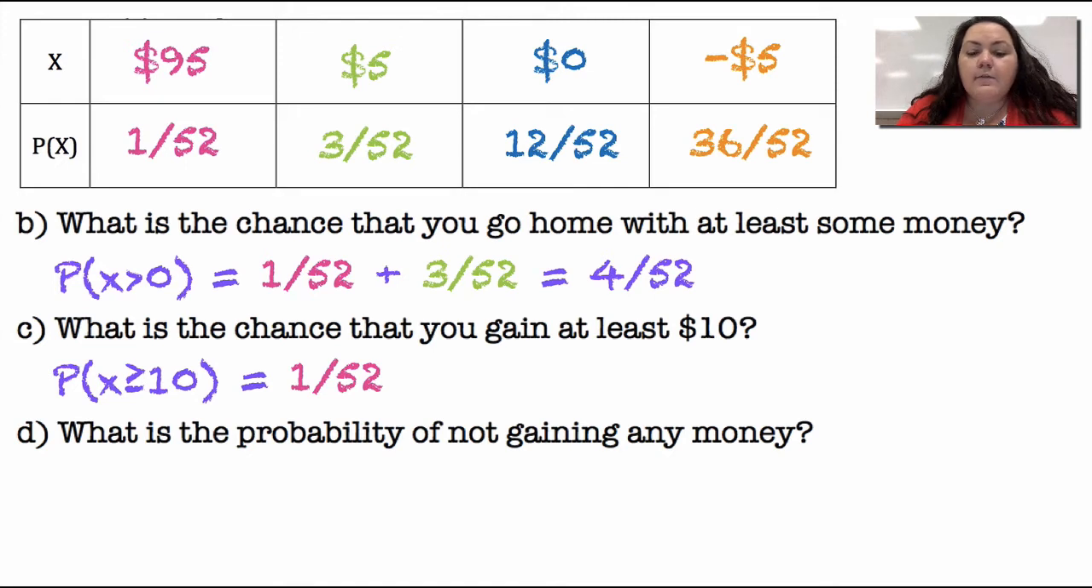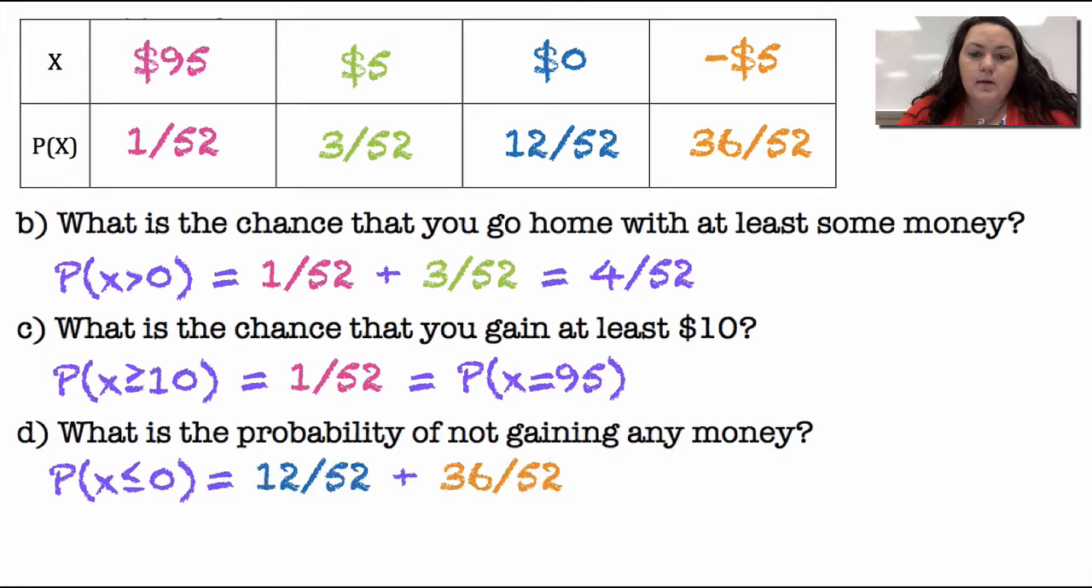What is the probability of not gaining any money? The probability that X is less than or equal to 0 would be the probability that I gain $0 or the probability that I gain negative $5. So 12 out of 52 plus 36 out of 52, which is 48 out of 52.